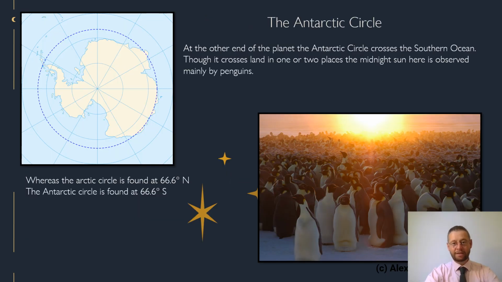There is at the other side of the world a thing known as the Antarctic Circle. Whereas the Arctic Circle was 66.6 degrees north, the Antarctic Circle is at 66.6 degrees south, which is 90 minus 23.5, the axial tilt. It's the same size as the Arctic Circle, it's just on the other side of the planet. Now, the Antarctic Circle is actually a lot harder to get to. It doesn't go through so many countries. It only crosses land in a few places of Antarctica. The only things that get to observe the midnight sun in these places tend to be penguins.